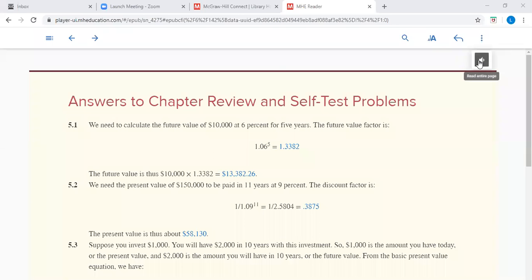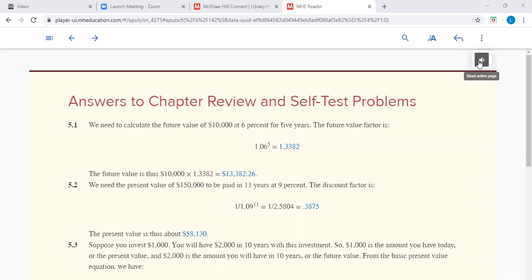Hi everyone. We are now going to review the chapter review and self-test problems at the end of the chapter on page 145. I know you're given the answers, but let's walk through this so you understand why the computations are being done the way they are.